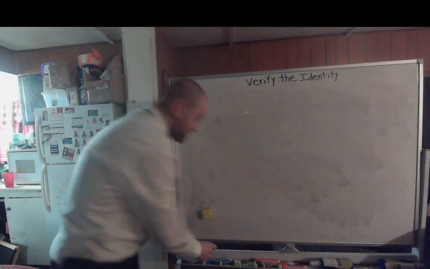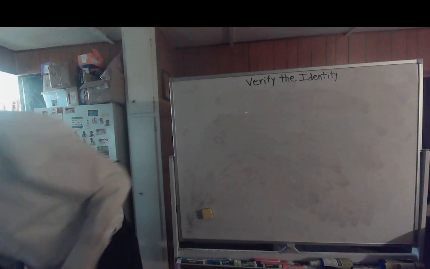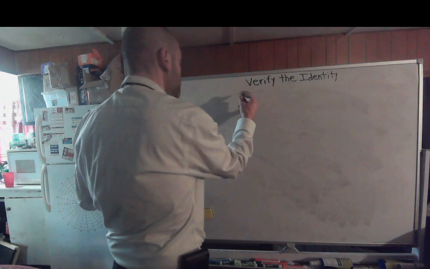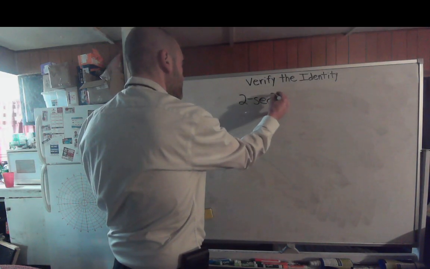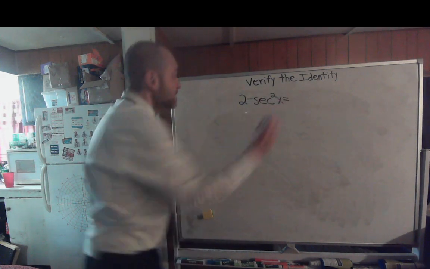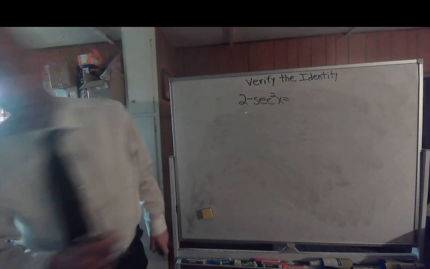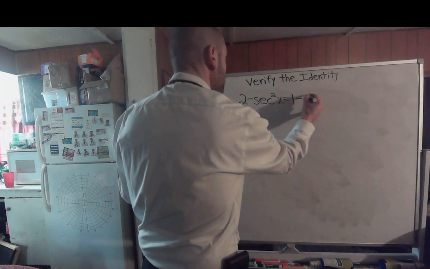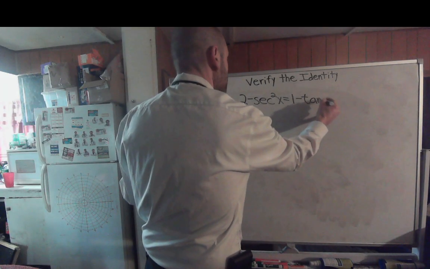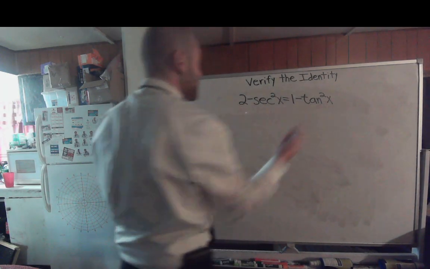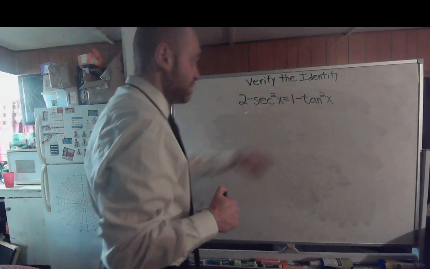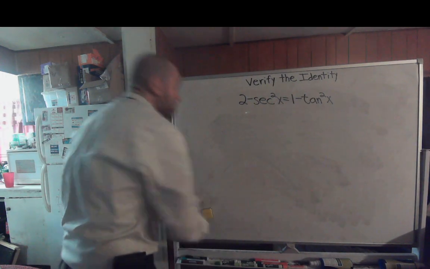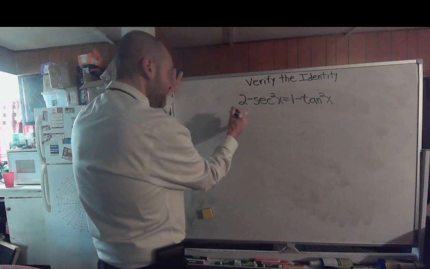All right. We have 2 minus the secant squared of x equals 1 minus the tangent squared of x. So we have to verify that 2 minus the secant squared of x equals 1 minus the tangent squared of x. So go ahead, write out your left-hand side again.